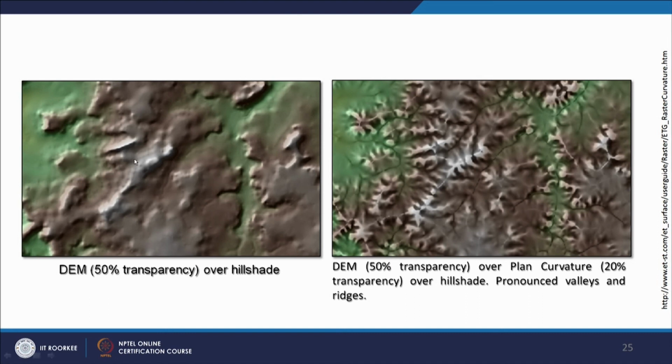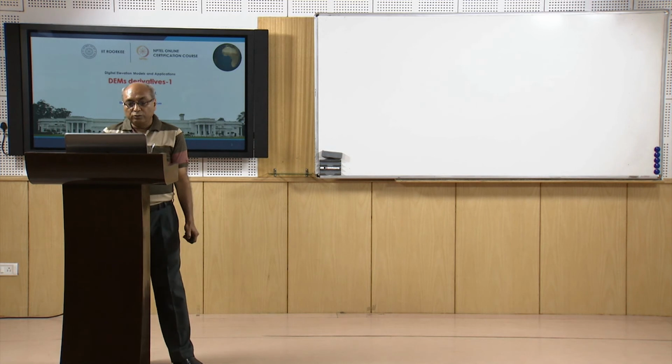So, here is the DEM with 50% transparency over a hillshade. Hillshade and DEM together, we have seen in earlier lectures, are the same data set, but one is just a flat DEM having colors and the other is a shaded relief model which is in black and white, but having shadows. When we overlay these two with 50% transparency, this is what the left figure depicts.